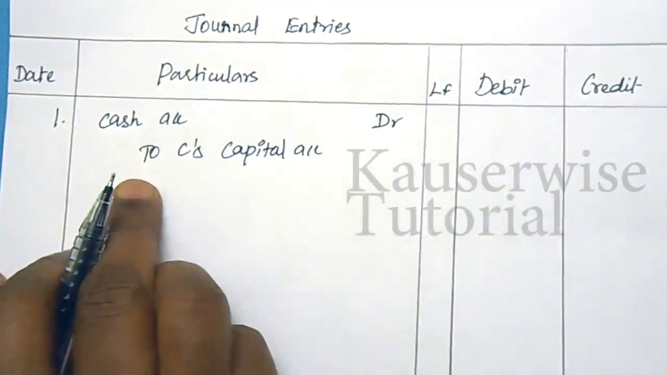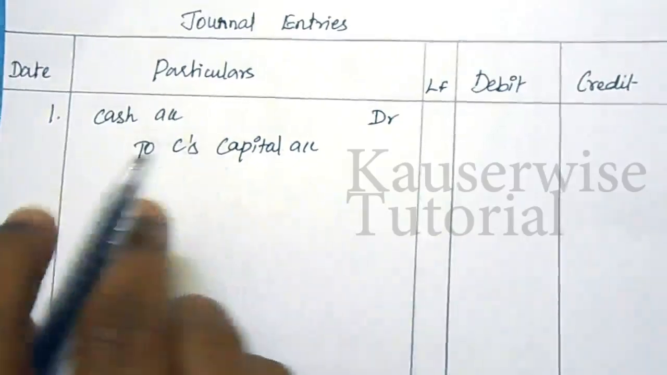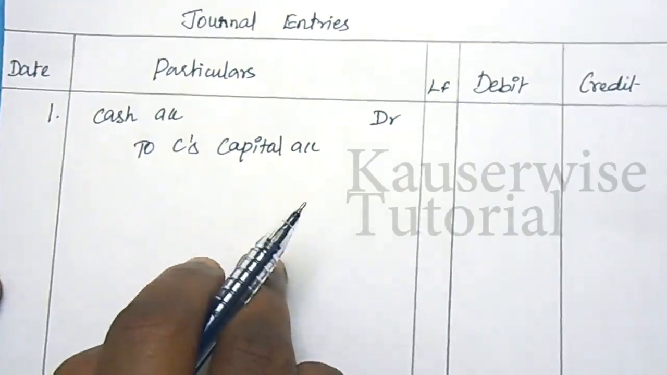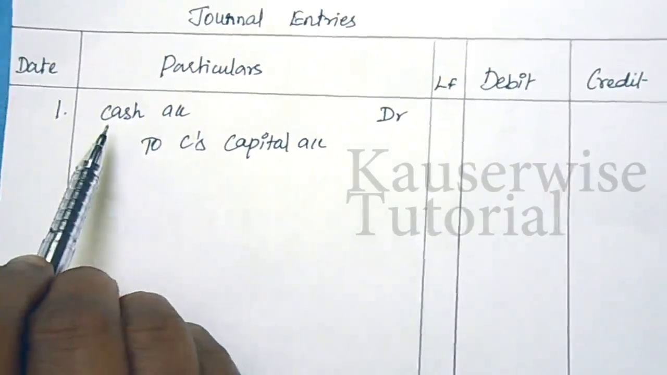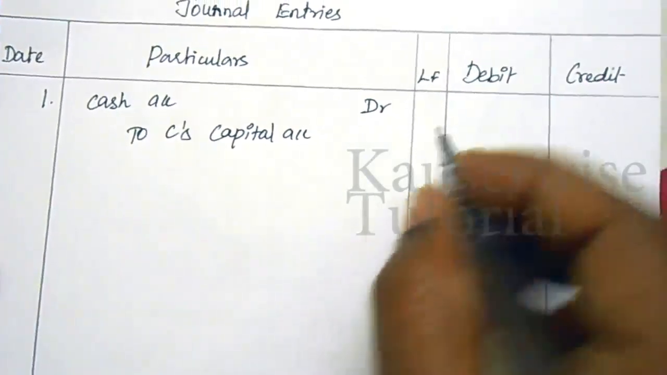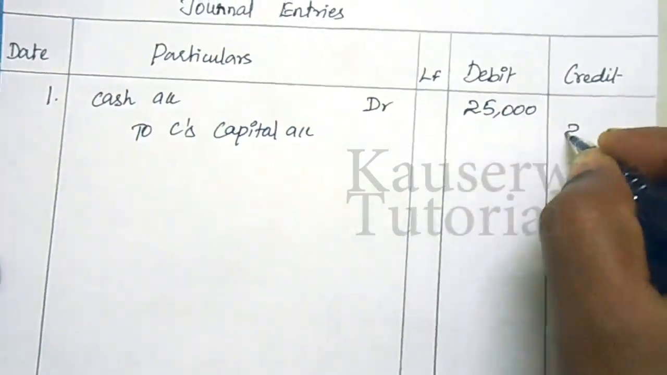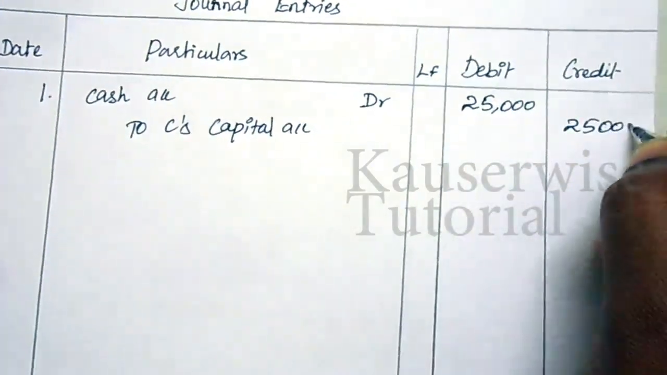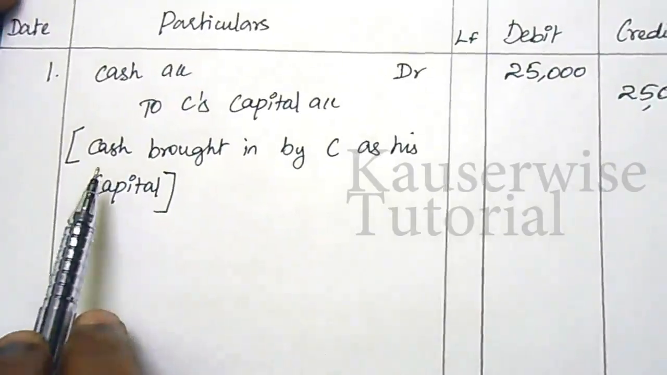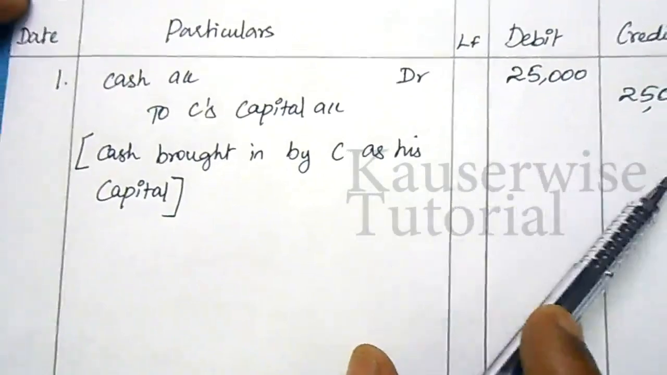If they have a bank account, then you can debit the bank account to C's capital account. So in this problem, there is no bank balance, so straight away you can debit the cash account to C's capital account. How much? 25,000. Narration: Cash brought in by C as his capital, 25,000.